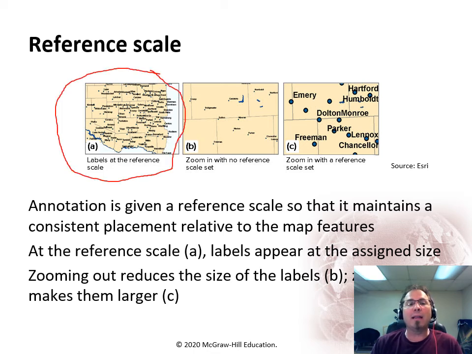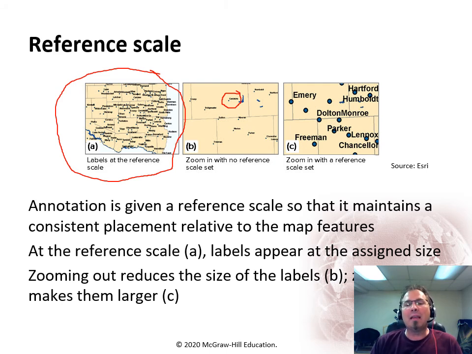I say, okay, let's add the labels to my map. No reference scale set whatsoever. I'm just going to add them, and that's what they look like. So if I zoomed in, they're going to stay the same exact size. Okay, so that looks kind of weird. If I set the reference scale, which is the scale at which the labels will always appear at the correct size, so if it's 12 point at 1 to 24,000, then if I zoom in or out, the labels will either get bigger or smaller depending on whether I zoom in or out.